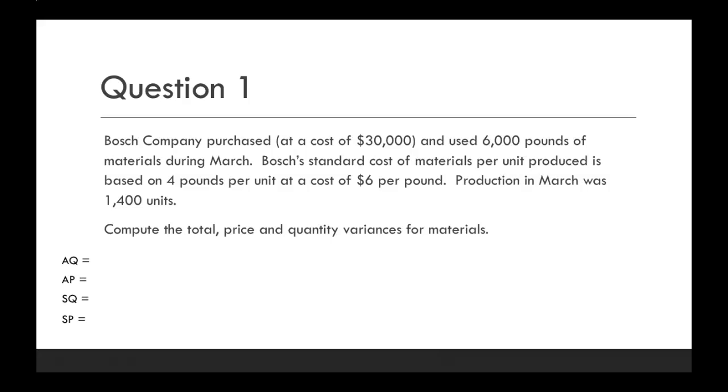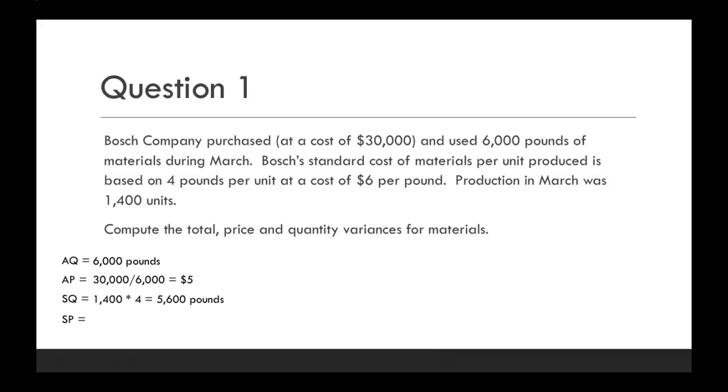Now, before we do that, it'll be best to figure out each of our individual pieces, right? Our actual quantity, actual price, standard quantity, and standard price. So actual quantity, that's our 6,000 pounds, right? That's how many pounds of materials we actually used during the month of March. Actual price is how much did we spend per pound. It tells us that we spent $30,000. That was for 6,000 pounds. So we divide those two and we see that we actually spent $5 per pound.